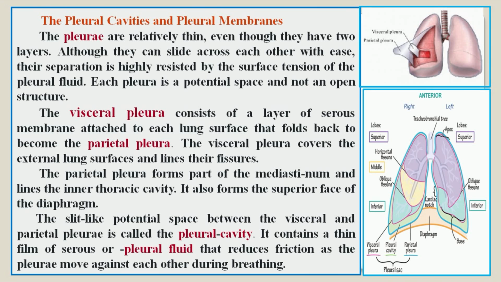The slit-like potential space between the visceral and parietal pleura is called the pleural cavity. It contains thin films of serous or pleural fluid that reduce friction as the pleurae move against each other during breathing.